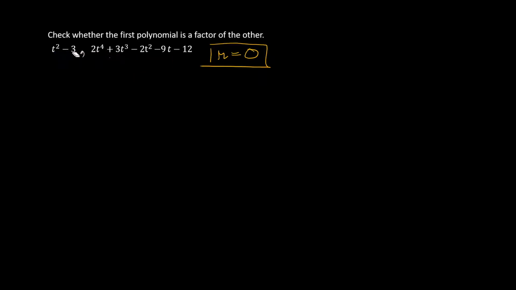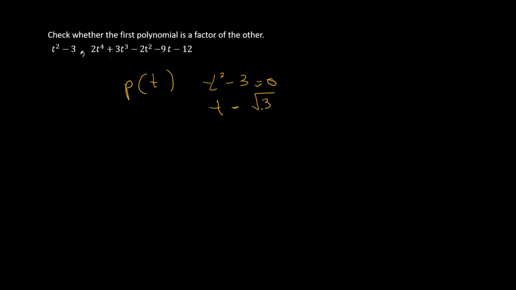And the second way is, if you remember, we write p of x, find the value of x, and put it in every x of the polynomial. So this time it will be p of t because our variable is t. Then we take this t square minus 3 as 0, and we'll get t as under root 3. So we put under root 3 in every place, and then see if the polynomial is 0.